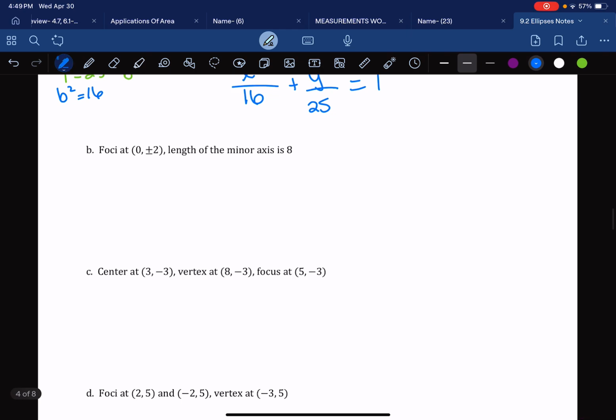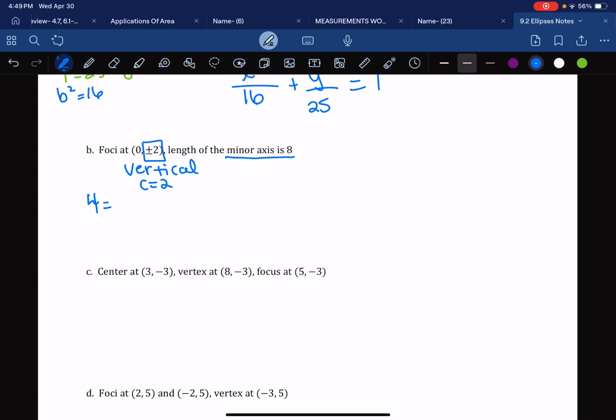Foci at plus or minus 2. So that lets me know that this is vertical because I'm adding and subtracting here. So vertical. And that lets me know that C is 2. So when I have C squared, it is 4. The length of the minor axis is 8.